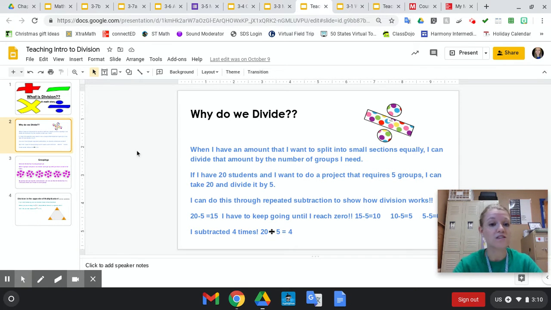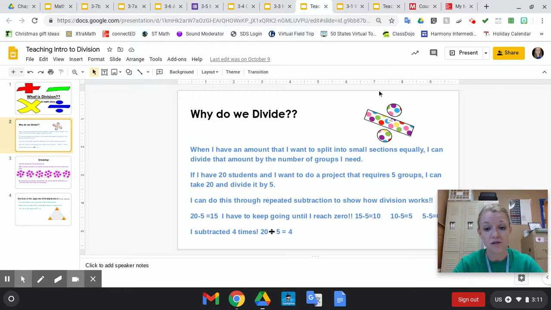So again, when we divide, what we're doing is we're taking an amount that we have and we're splitting it into smaller sections, but each section has the same amount in it. So if I had 20 students and I wanted to split them up into 5 groups, I could do that and have an equal amount in each group because 5 goes into 20 4 times exactly. So each group would have 4 students in it and I would have 5 groups.